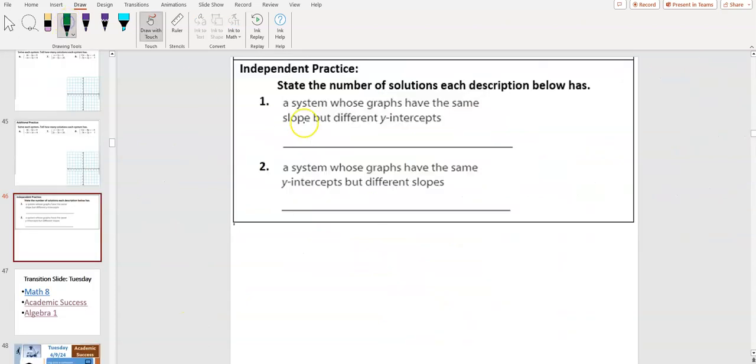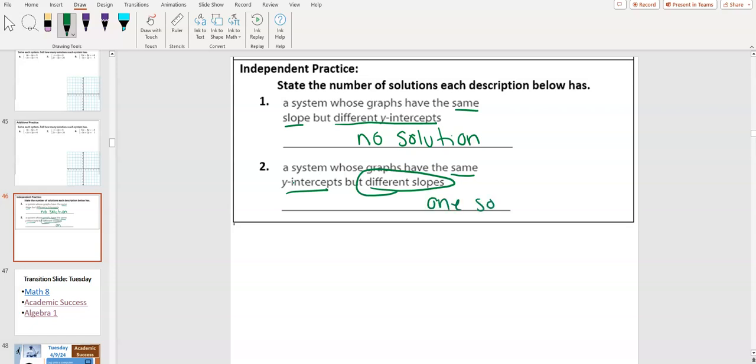And so the last thing you're going to do is go ahead and try this independent practice. See if you can figure out the number of solutions in these systems that are described below. So a system whose graphs have the same slope but different y-intercepts, go ahead and look that up. What is it? No solution. Okay, a system whose graphs have the same y-intercepts but different slopes. Anytime they're different slopes, that's your keyword there. It's going to be 1 solution. Okay, and that's all we've got.